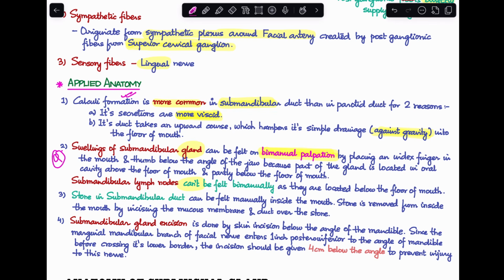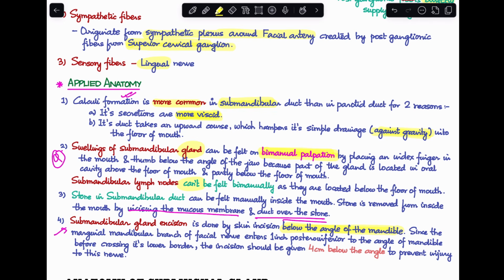And once you have felt that manually, you can also remove it from the inside of the mouth by incising the mucous membrane and the duct over the stone. Last of all, when you are performing a submandibular gland excision for any reason, maybe there is a tumor, at that time, when the skin incision is given, it is important to remember this feature over here. You'll give the skin incision below the angle of the mandible. And we'll talk about how much below and why.